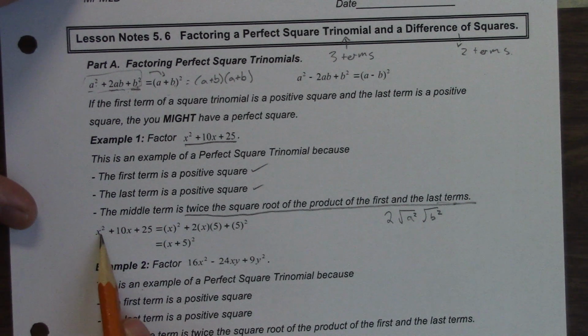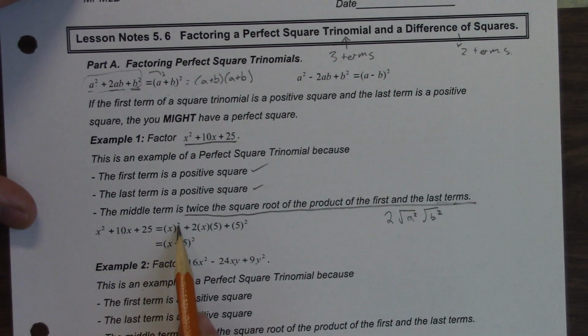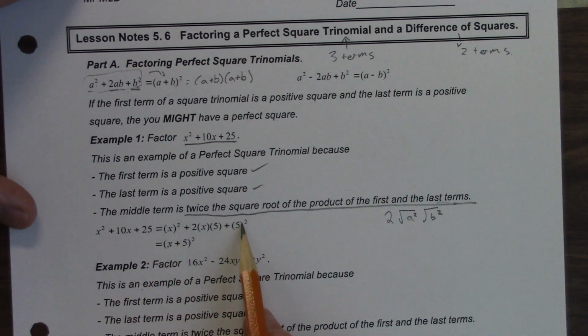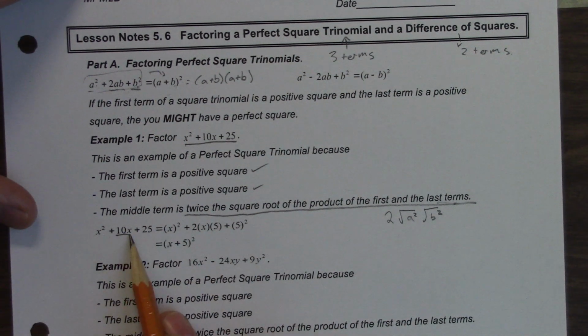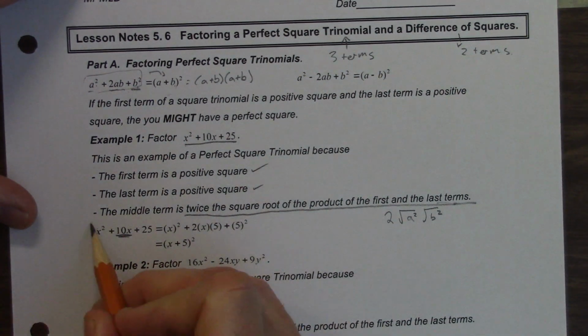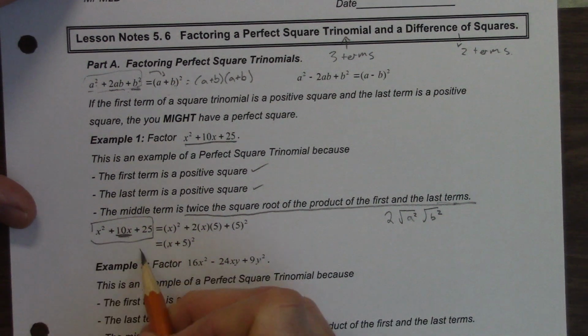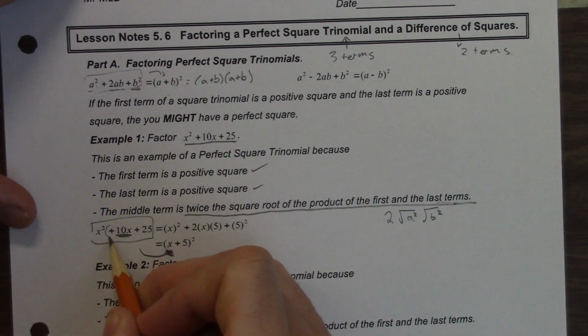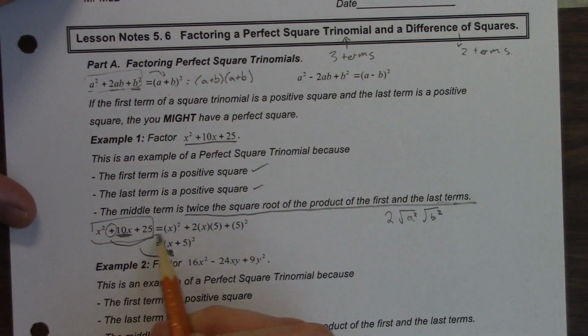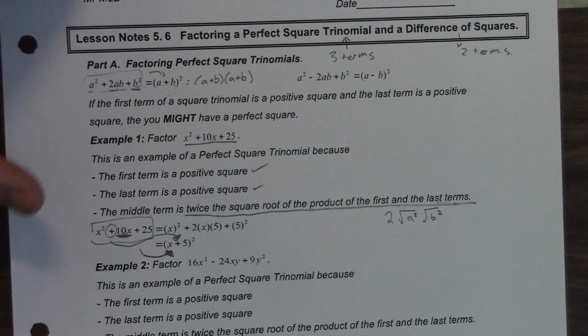Here it is with an example, x squared plus 10x plus 25. The first term is a perfect square, x. The last term is a perfect square, 5. And the middle term is 2 times x times 5, which is 10x. So we can go from this to this. And this middle sign here becomes this sign. That's it. That's all you have to remember.